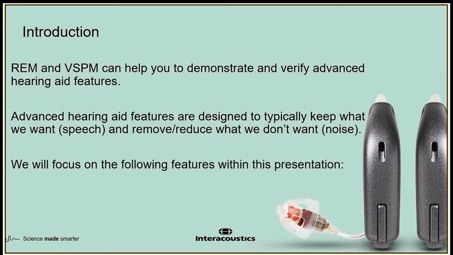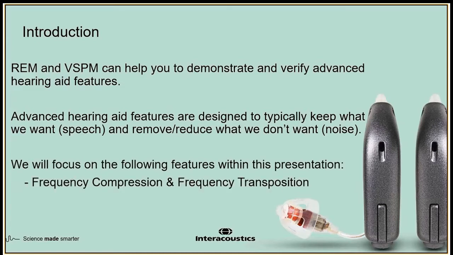So we're going to focus on the following features within this presentation. First of all, frequency compression and frequency transposition. So these are typically frequency lowering features, and I'll explain them as well before we go into showing how they work. I'll then go on to noise reduction and explain how noise reduction works ahead of how we verify or demonstrate it. Finally, microphone directionality. Once again, all of these features and anything that's seen as an advanced feature for a hearing aid is typically looking to improve the signal to noise ratio, so make the signal louder than the noise. Then that gives the best listening environment for the wearer.